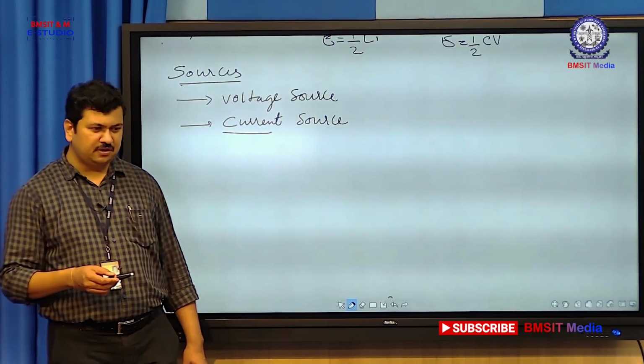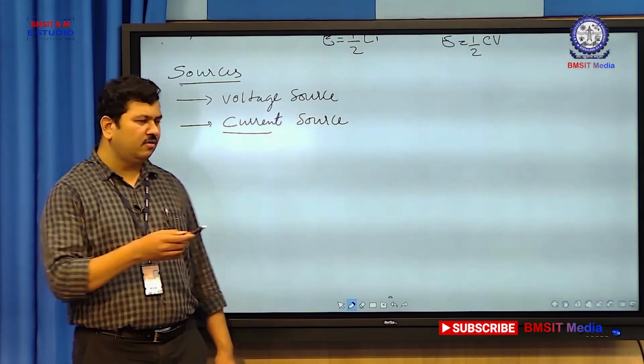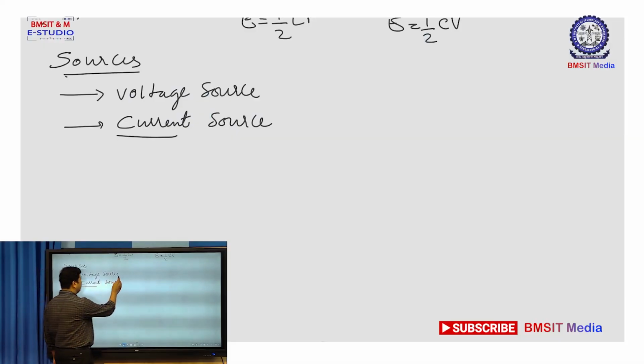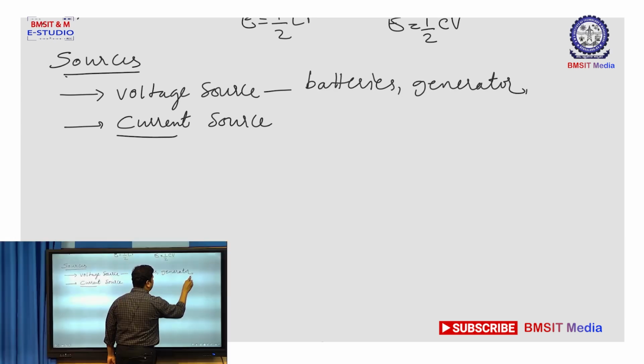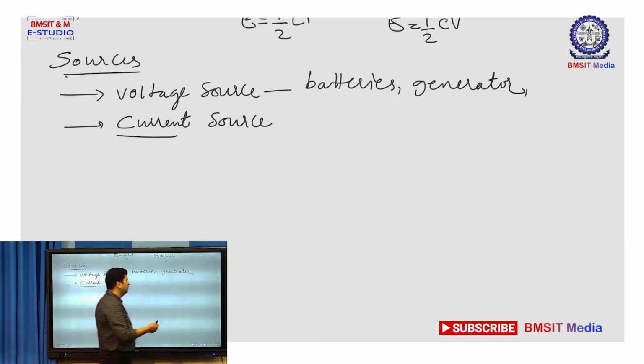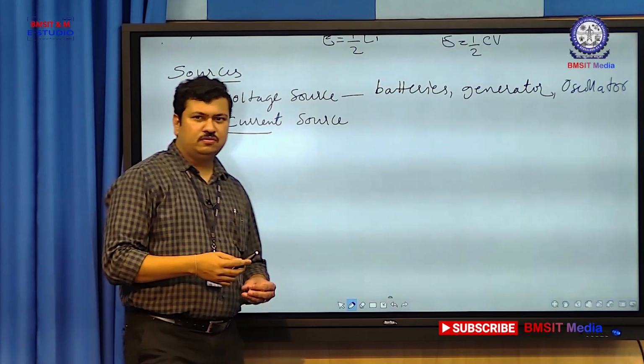The best example of a practical current source: voltage sources we know, I just now mentioned batteries, it can be a generator in a larger volume, it can be an oscillator, etc. Current source, when do you see a current source? I will go back to the electronic fundamentals.